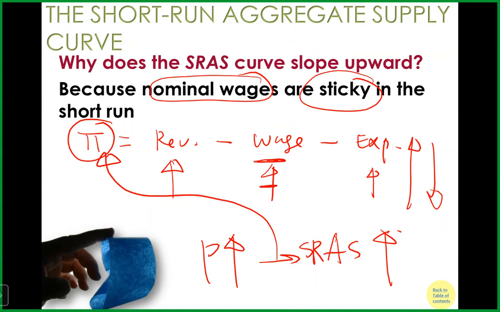And that also explains why in the long run, the aggregate supply is going to be independent of the price level. Whether we have inflation or not, in the long run, it just doesn't matter. How much we can produce is not going to depend on price. It's going to depend on something else.